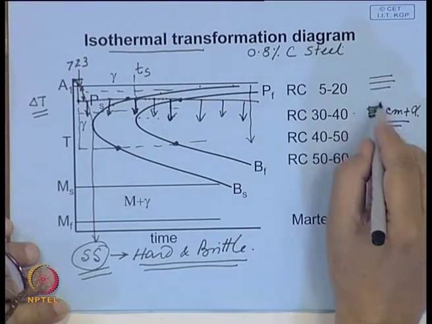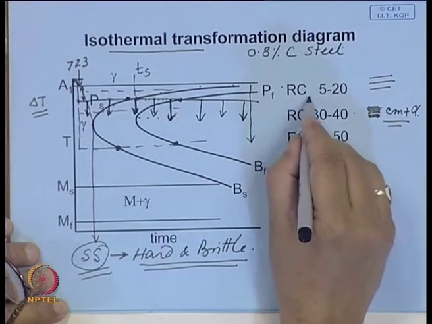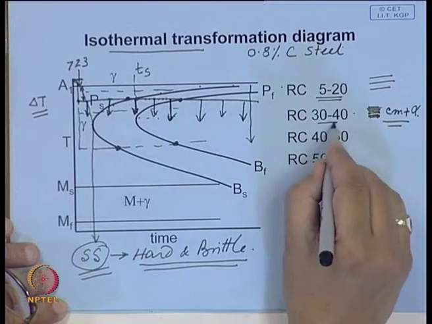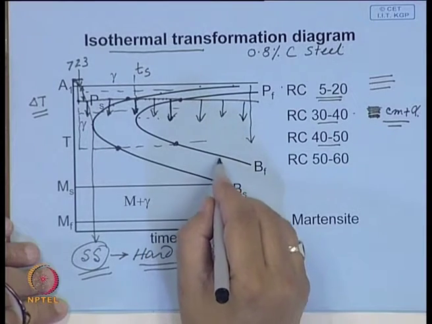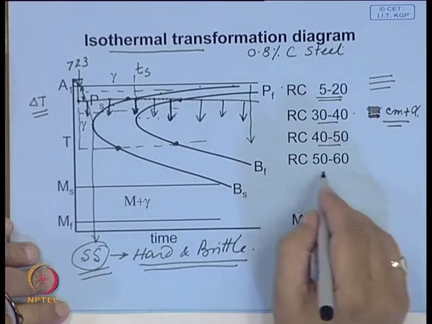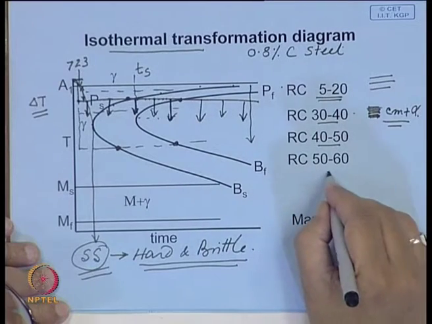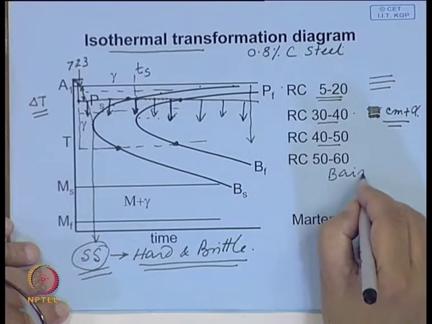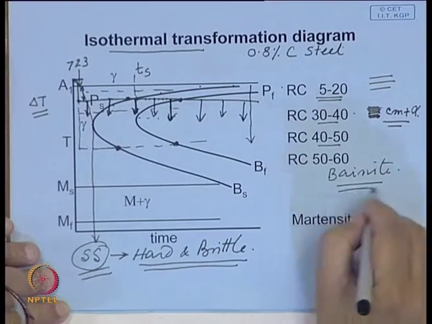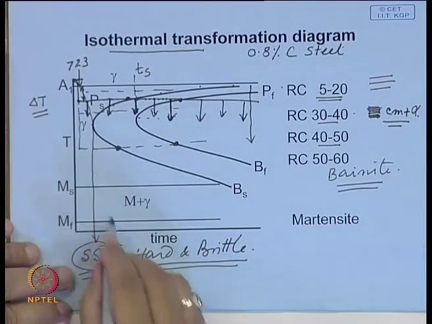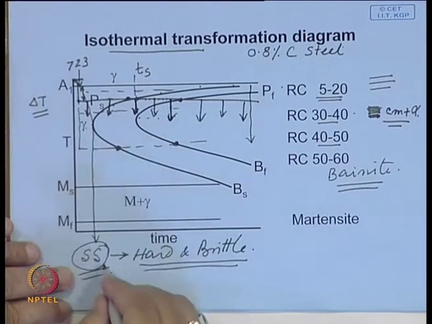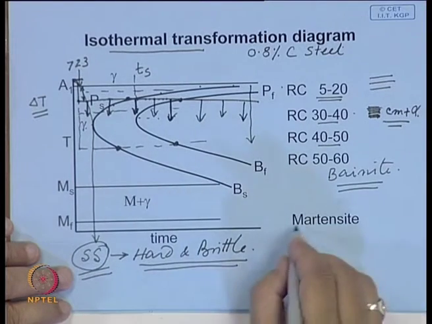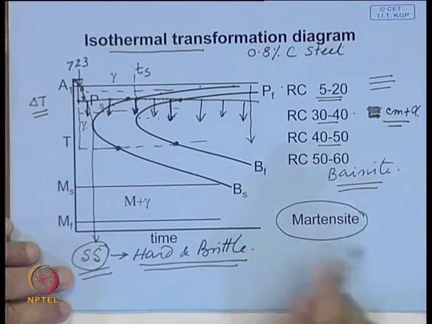And as the structure becomes finer, its hardness increases. This is the hardness which is given in Rockwell C scale. And when you come here, the structural feature changes, and this type of structure is called bainite. And when you quench rapidly, it has a different type of structure. Here you are not allowing movement of carbon atoms to take place. So, you get a supersaturated structure, and this structure is called martensite.